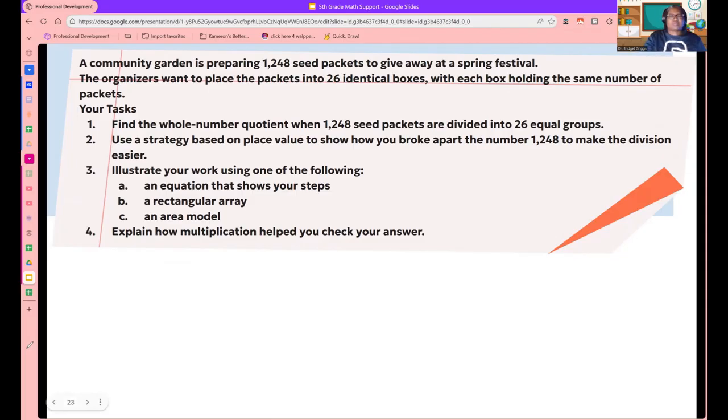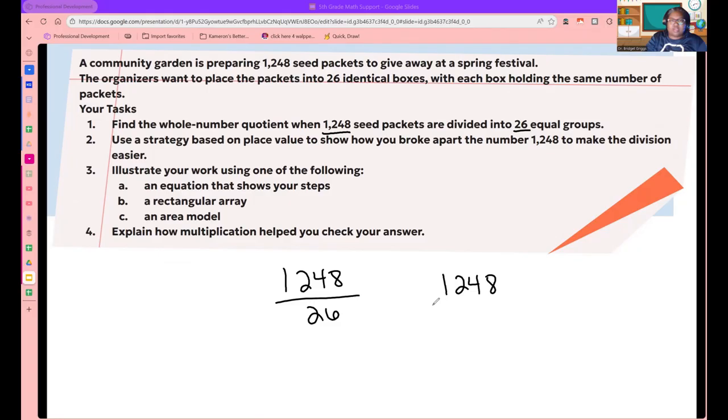first what our numbers are. We're dealing with 1,248 and dividing that by 26. So of course our equation is going to be 1,248 divided by 26. And writing that in long division, our numerator goes in as our dividend, and our denominator goes outside as our divisor. So now we're trying to see how many times can 26 go into 124?